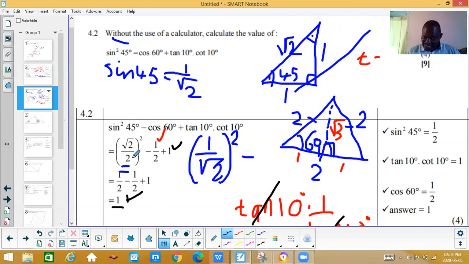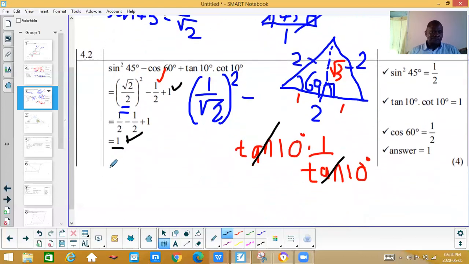Now, the mistake that they made here was a sure sign that they used a calculator. It must be 1 over root 2, not root 2 over 2. This one has been rationalized. Now, let us go on to the next one.